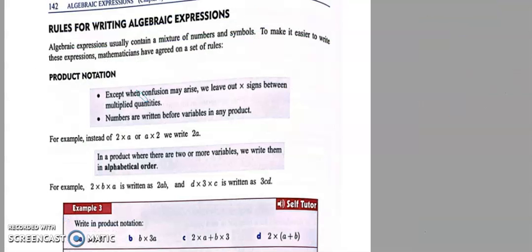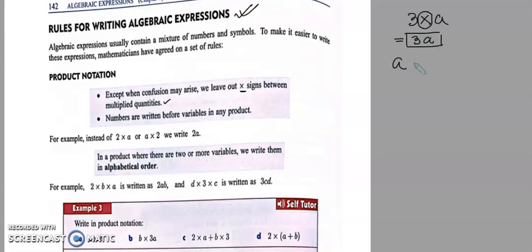Okay. So the next topic is rules for writing algebraic expressions. There are some rules that you should know for writing these algebraic expressions. Except when confusion may arise, we leave out this sign between multiplied quantities. For example, 3 times a in algebra we write as 3a. We don't usually write the sign. If there is some confusion, and what kind of confusion, I will tell you later. Usually, just remember, we have to write like this.